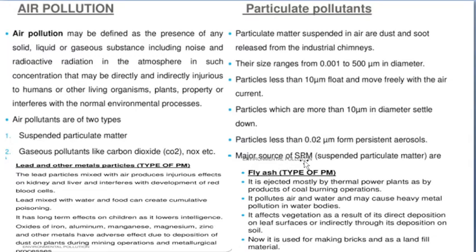The major sources of suspended particulate matter are industries, automobiles, and mines. Then fly ash is one type of particulate matter. It is ejected mostly by thermal power plants as a byproduct of coal burning operations. It pollutes air and water and may cause heavy metal pollution in water bodies, isn't it?